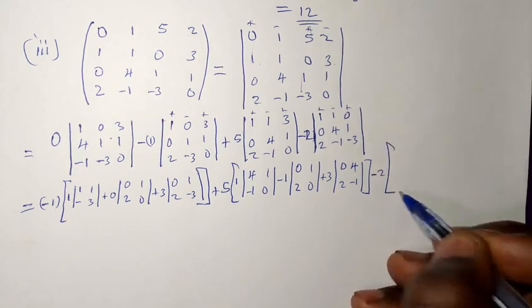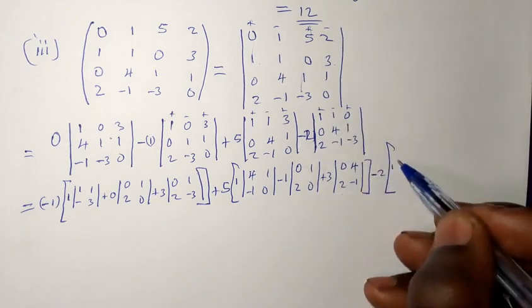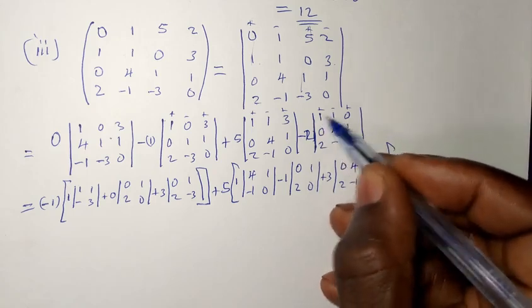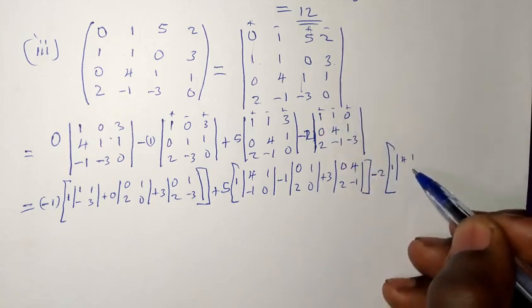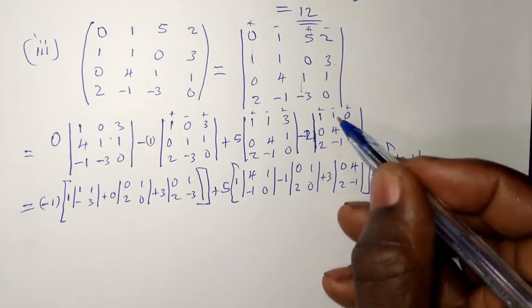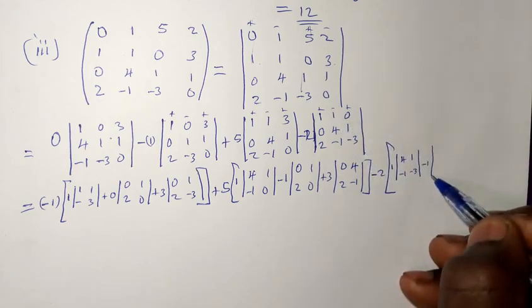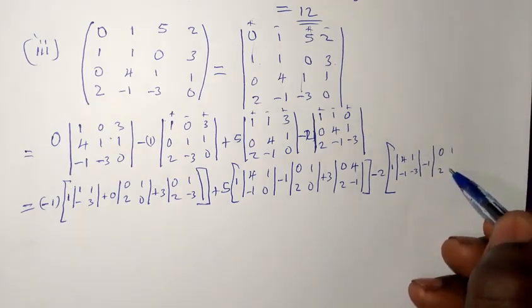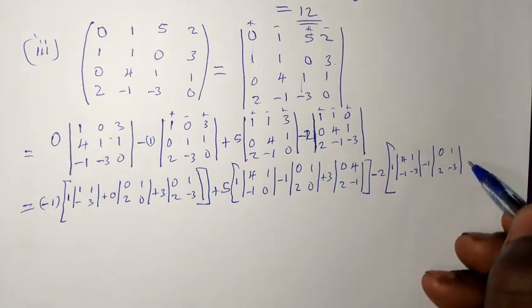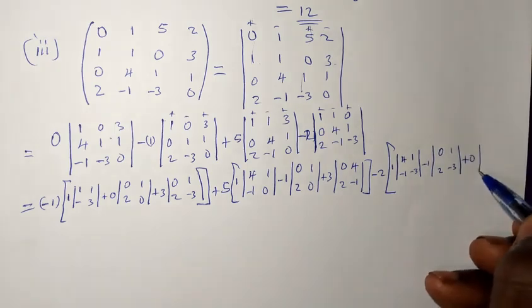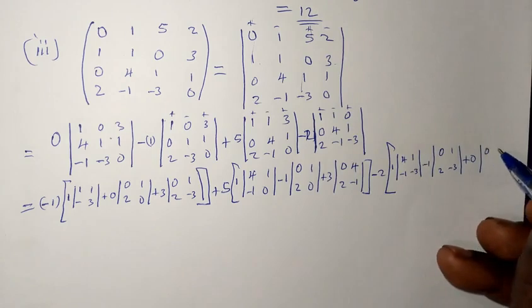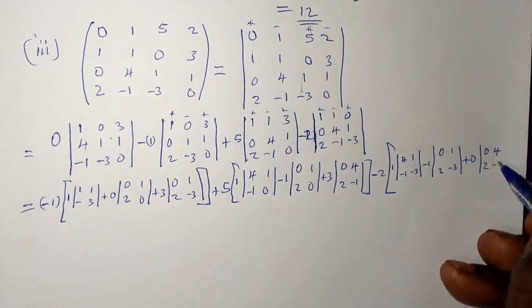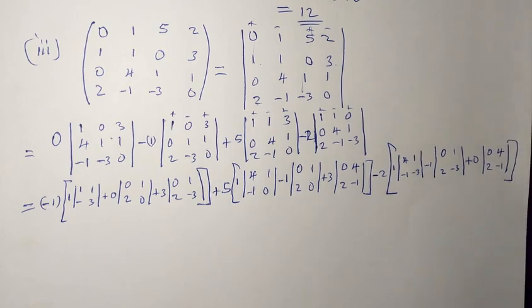This minus 2, we open this bracket, so that we have plus 1. We open this, so when you kick out this and this, you have 4 1 minus 1 minus 3. So we take minus 1. For minus 1, I believe you are following. So minus 1, we have 0 2, we have 1 and minus 3. Finally on this, we have plus 0 open bracket, so this will kick out this, we are left with 0 4 2 minus 1. So you close this bracket.